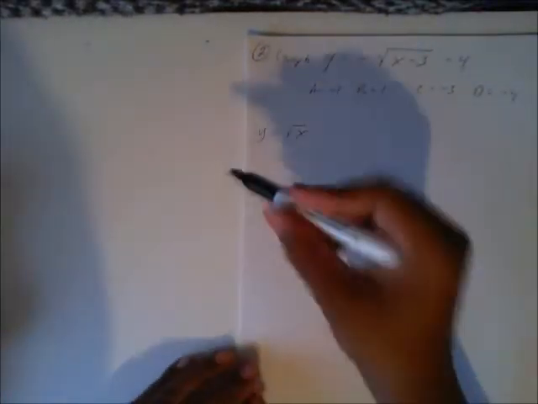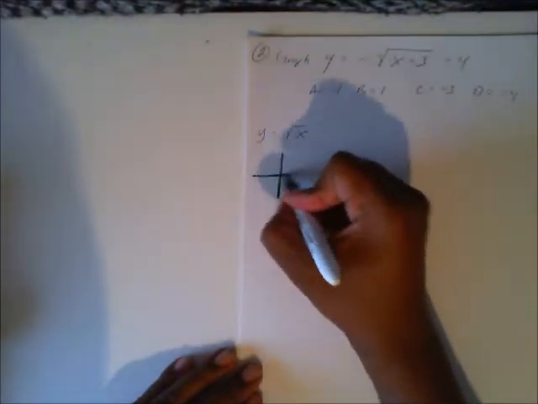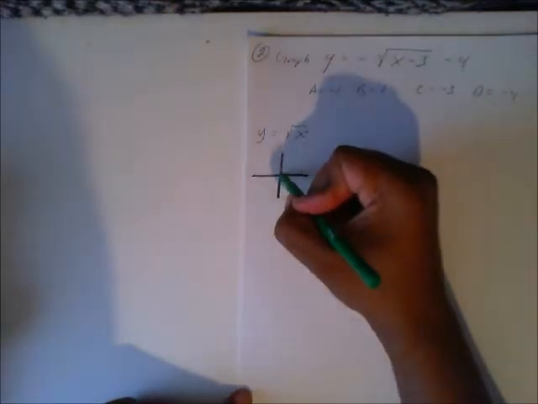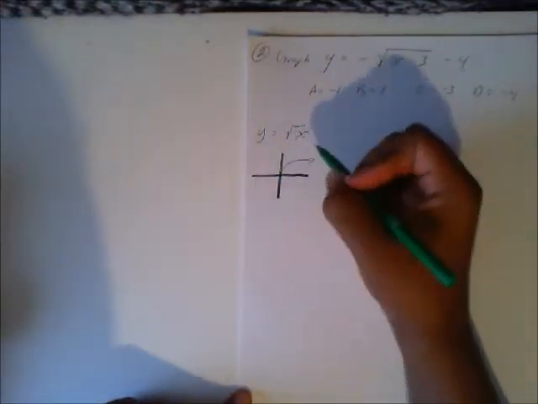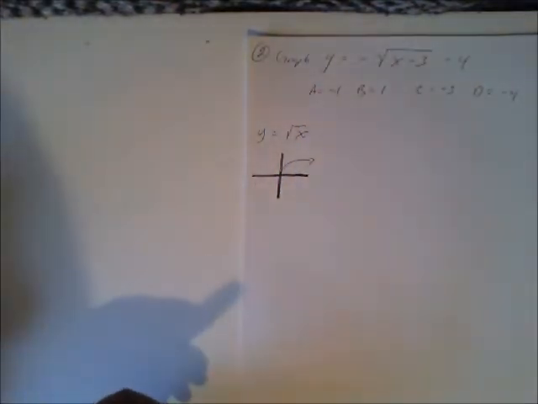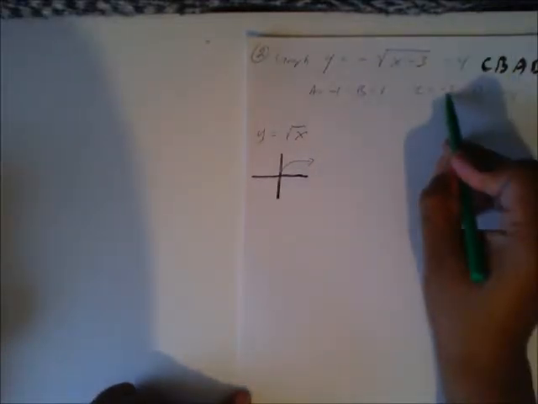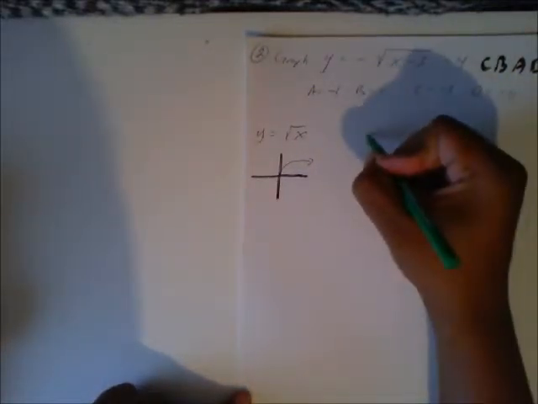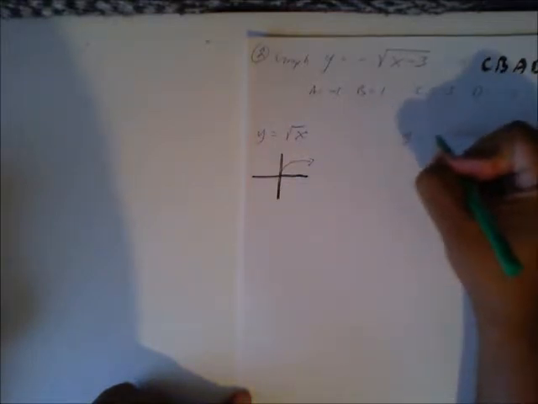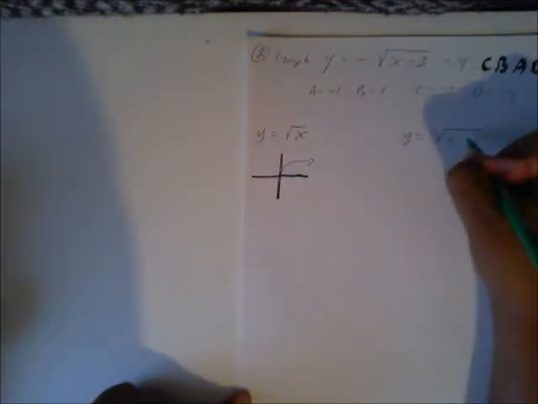Y equals the square root of x is our basic graph, and it looks like this. It starts from the origin (0, 0) and goes in this direction. Okay, next, the order that we're going to put the parameters back on will be C, B, A, D, C bad. So let's put the C parameter back on first, which is the -3 inside. So this becomes y equals the square root of x and then a -3.